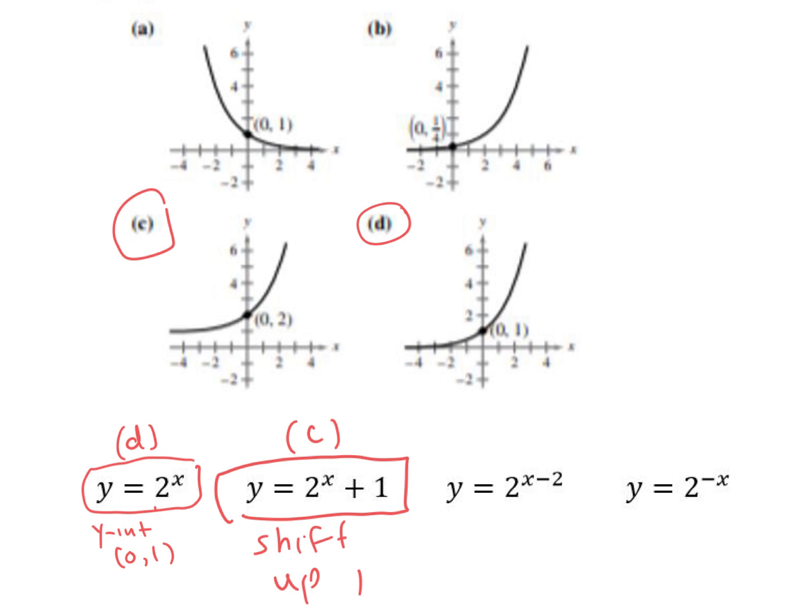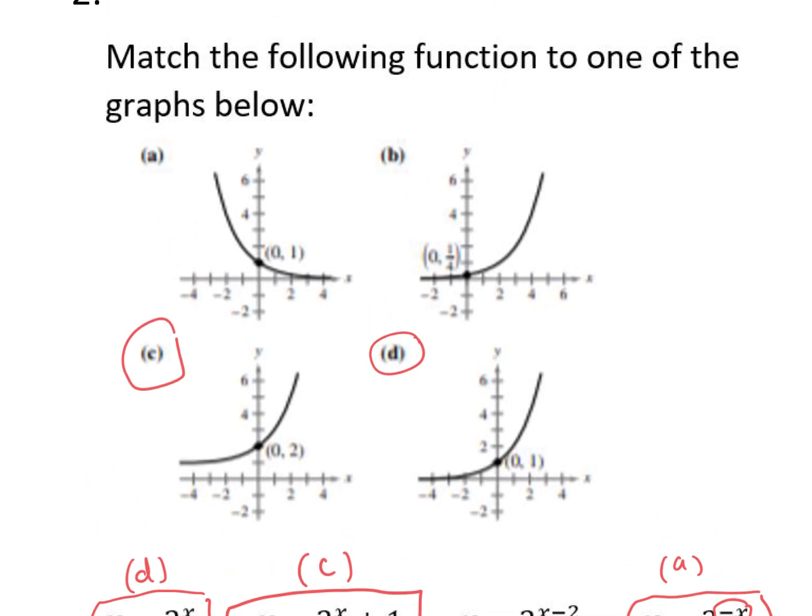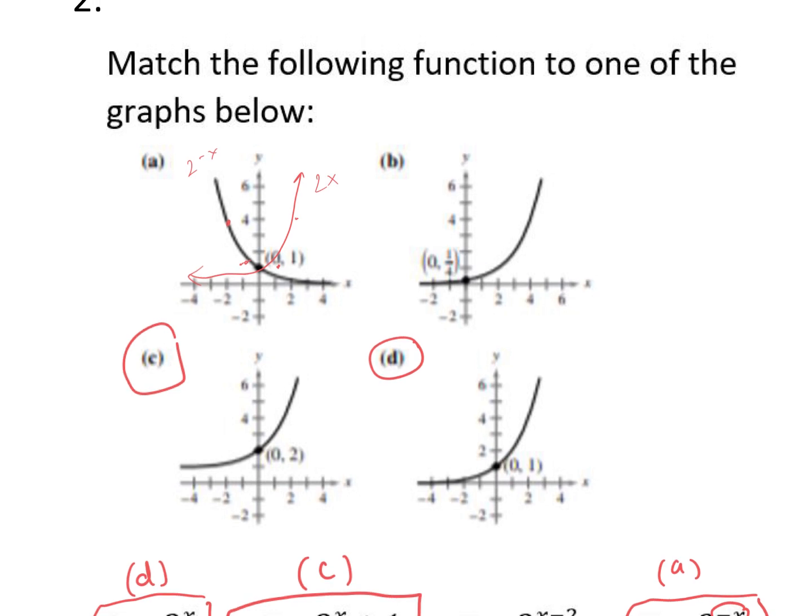That leaves me with A and B. This one actually has a reflection in the y-axis. My x is negative, so all my positive x's are now negative x's. Anything that was positive 1 is now negative 1. (2, 4) would become (2, -4). So instead of going like this, which is 2 to the x, this one would be 2 to the negative x. So all my x's have become negative. So that's that one, which leaves B as the last one.